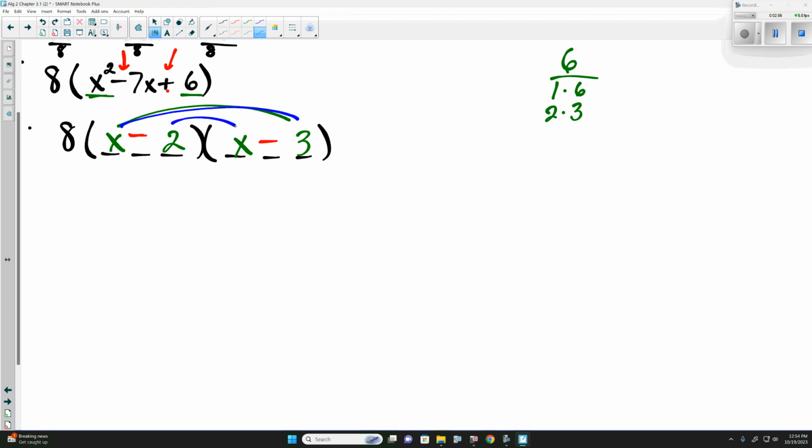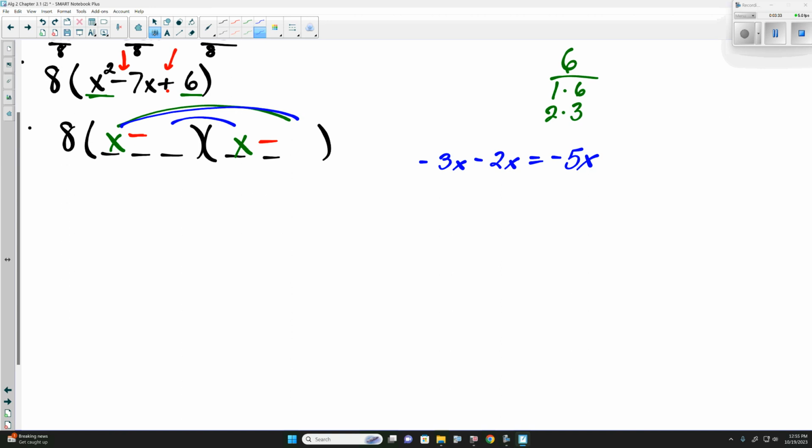X times negative 3 is negative 3x. Negative 2 times x is negative 2x. Negative 3x minus 2x is negative 5x. Is that the middle term we wanted? Well, the next thing we can do is switch the 2 and 3, which won't make any difference because the numbers in front of x are the exact same. Even if it wasn't just 1 and 1, if it was 2 and 2, 3 and 3, if they're the same, switching that other term is not going to change anything.